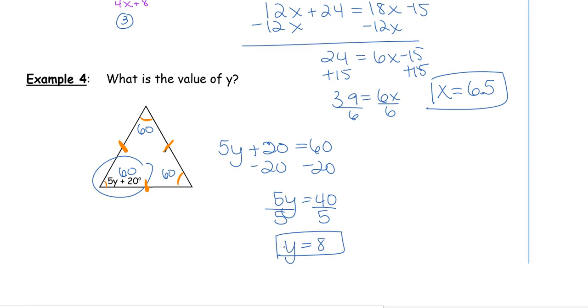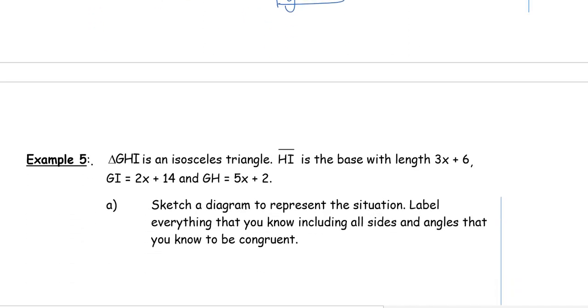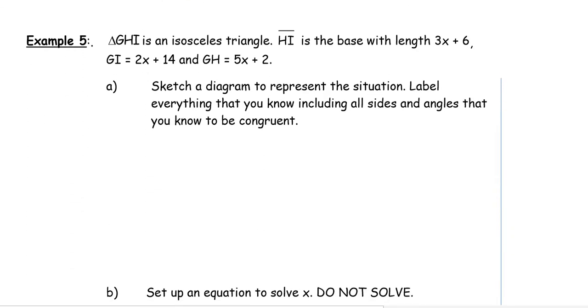Go ahead and turn over to the back side for one more problem. We are given triangle GHI is an isosceles triangle. Again, key, pay attention to the vocab words. HI is the base, that's important, which one is the base? And then we're given the lengths of HI, GI, and GH.